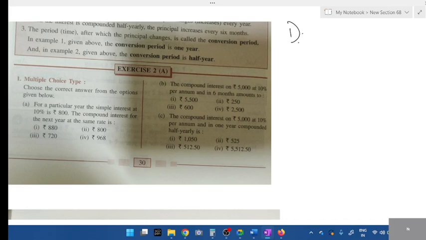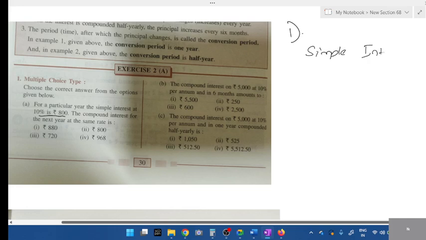See the first one, students. It is what I taught yesterday. For a particular year, read the first one. For a particular year, simple interest is what? All of you respond. Both of you respond. Simple interest, right? Simple interest here.